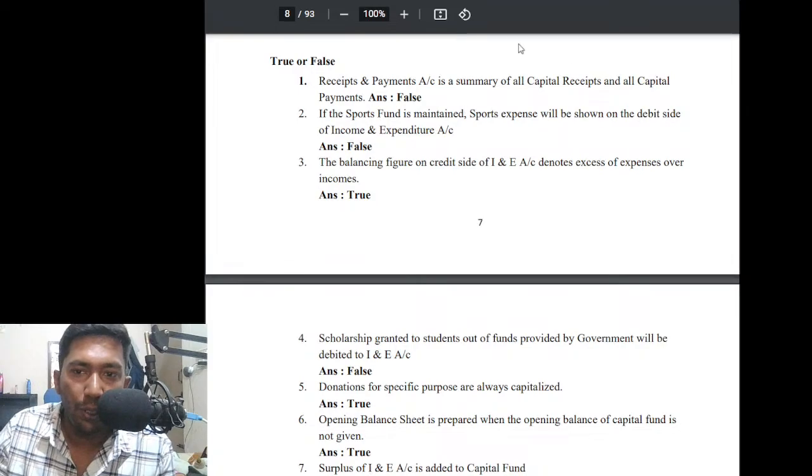False. No, it includes revenue receipts, revenue payments. It includes capital receipts and capital payments. It includes all the four. Okay, not only two. It includes all the four.